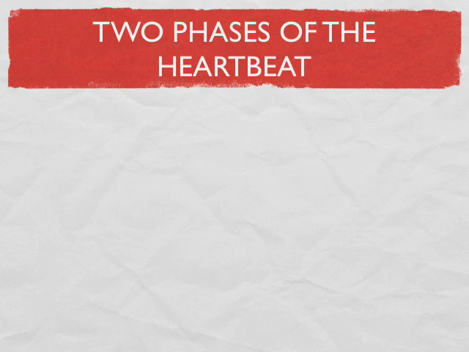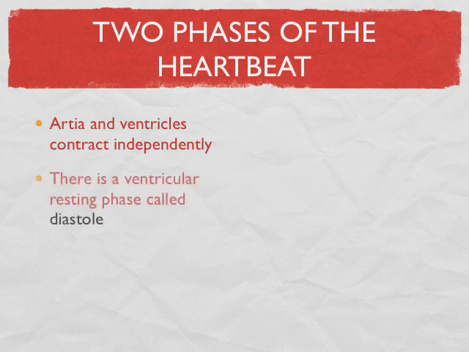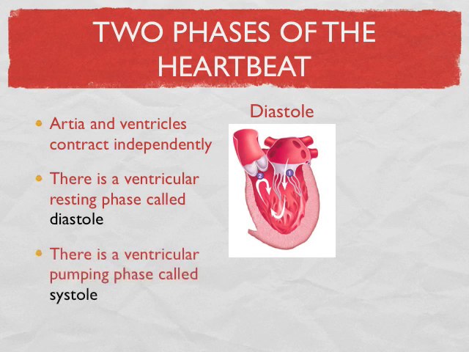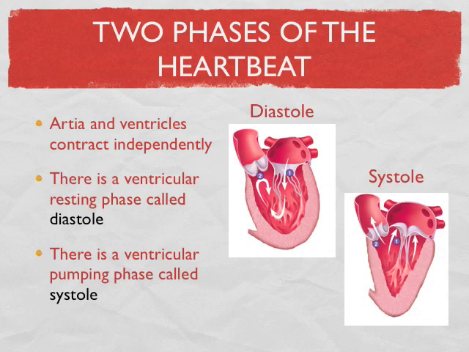Let's remember when we talked about the valves opening and closing of the heart and some things related to that, we talked about the atria and the ventricles and how they contract. Remember, there is a ventricular resting phase, called diastole, and there's a pumping phase called systole. When the ventricles are contracting, that's systole. When they're relaxing, it's diastole.